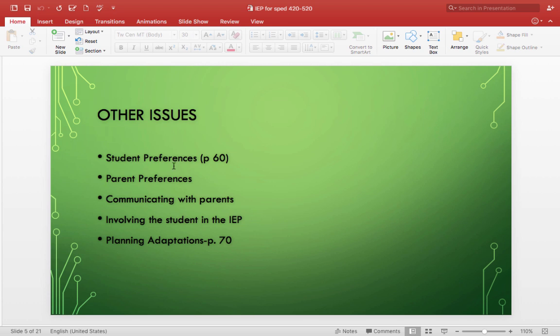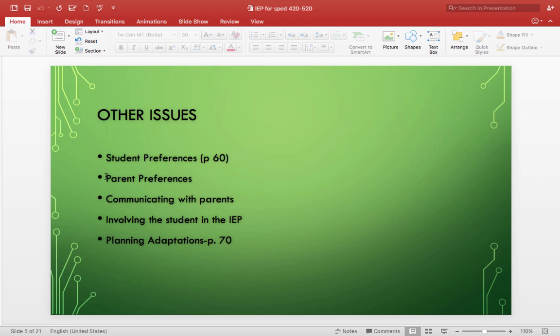So then we also want to know what those parent preferences are, and we're going to have to make sure that we ask parents, what are your preferences? And I did not state a page number, but if you look on page 59, you can see some issues about communicating with parents. Okay, and again, on page 58, there's some more information on student preferences. So we want to make sure that we have the student involved in the IEP.